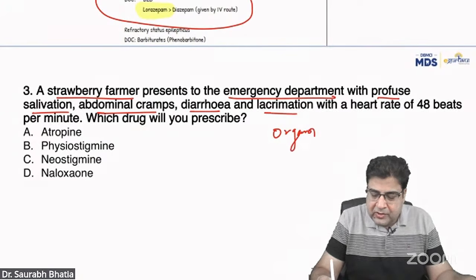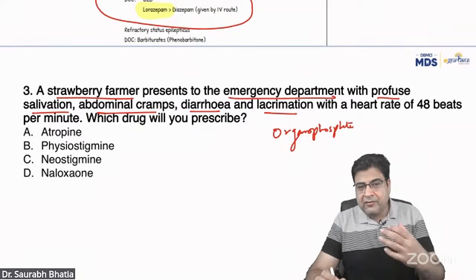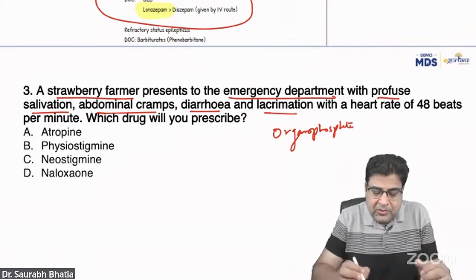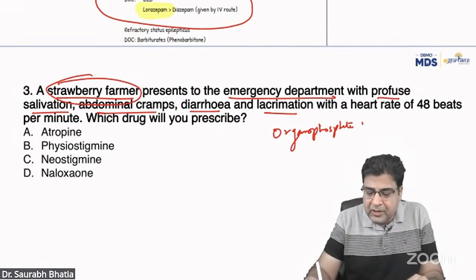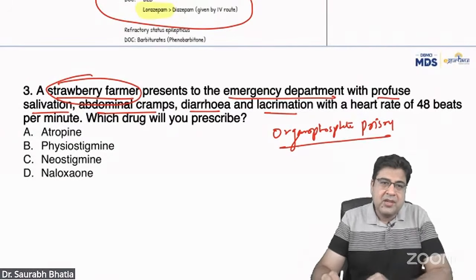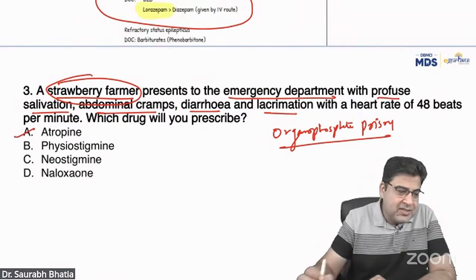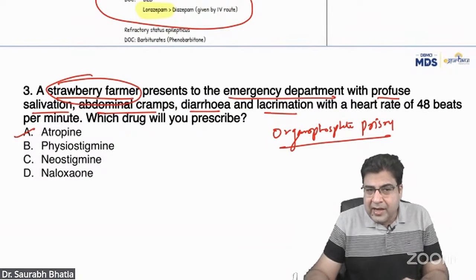So this is a case of organophosphate poisoning. I told you, and we also discussed during our lecture, whenever we talk about any farmer, we always think of organophosphate poisoning or pesticide poisoning. They have asked you the antidote of choice. The antidote of choice for this poisoning is atropine.